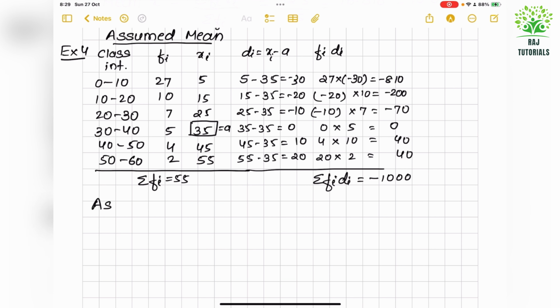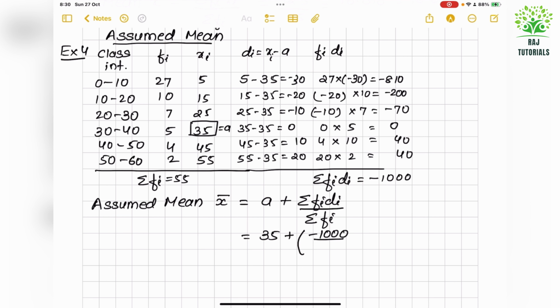Now assume mean formula is x bar equal to a plus sigma fi di upon sigma fi. So here we have taken 35 as assume mean, and plus minus 1000 upon 55. See, again I am repeating, it doesn't matter if you take the third value or fourth value. If you have taken a bigger number, automatically the answer will come minus and the final answer will be the same. So this is coming as 35 minus 1000 by 55, 11s are 5, 200s are. So I have to divide 200 by 11. So I will get 18.18. So if I subtract that from 35, I will get 16.818.